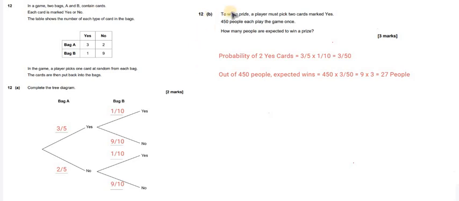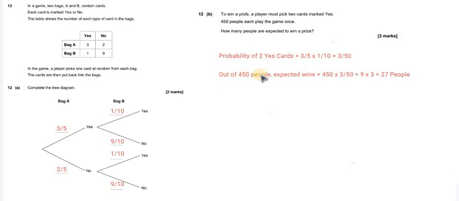Okay? Now, part B says, to win a prize, a player must pick 2 cards marked yes. 450 people each play the game once. How many people are expected to win a prize? The probability of 2 yes cards: 3 over 5, times 1 over 10, a yes and a yes, which is 3 out of 50. That's the probability of 2 yes cards, which is expected to be a win.